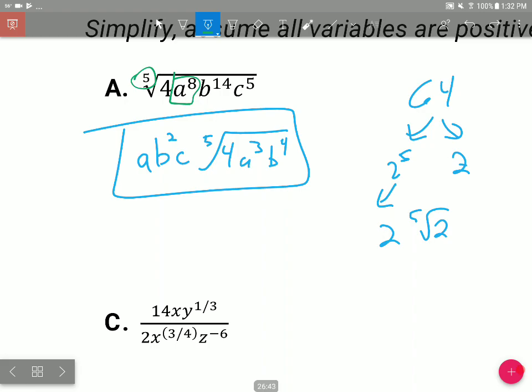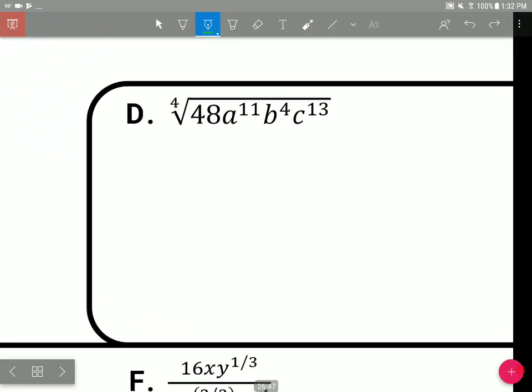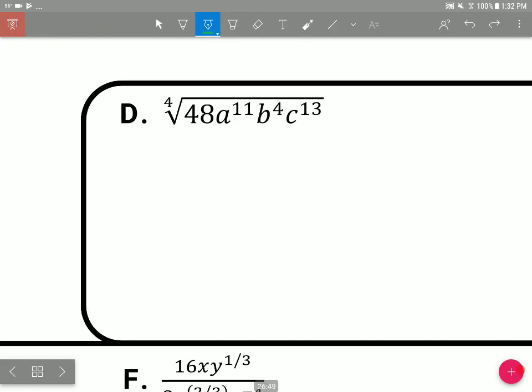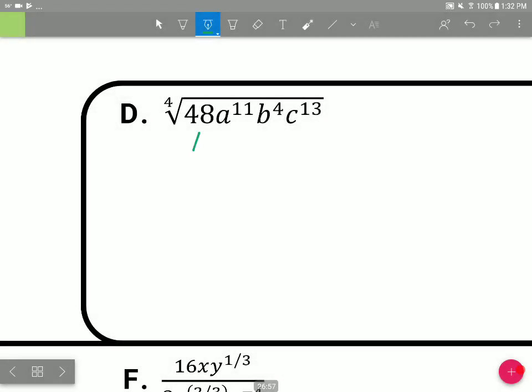All right, try letter D. Go do letter D real fast. D is just like it. All right, so the 4 you cannot take it, right? 48. Can you take the 4th root of 48? Well, try dividing it by 3 to the 4th, or try dividing it by 2 to the 4th, and see what you get.